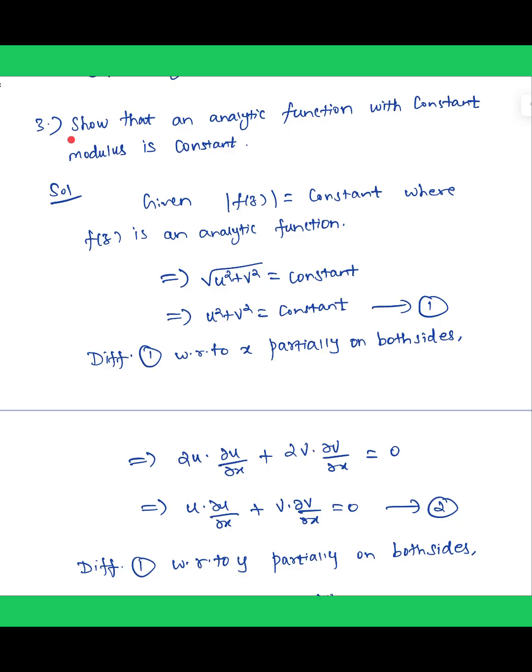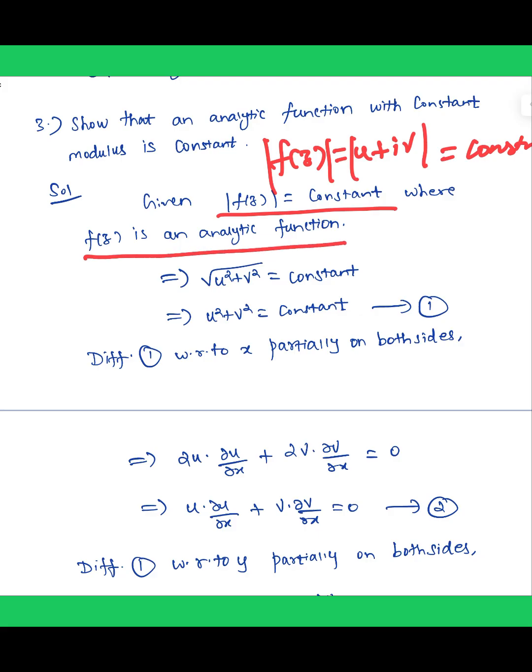Good morning. Show that an analytic function with constant modulus is constant. We are going to prove this result. Now let us take f(z) = u + iv, right? Now take the modulus, that will be |u + iv|, which is going to be a constant, they are telling here. That's what I have written here, where f(z) is an analytic function.